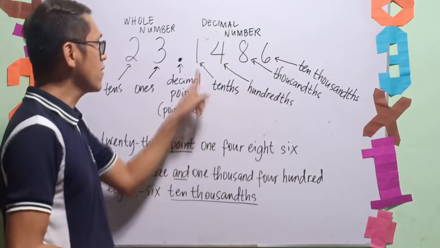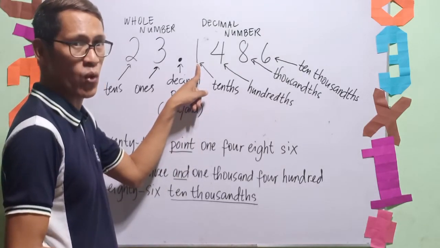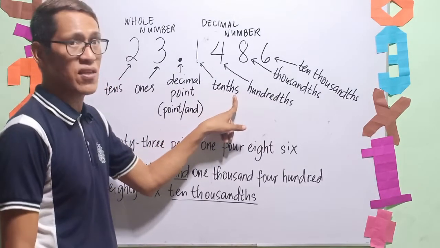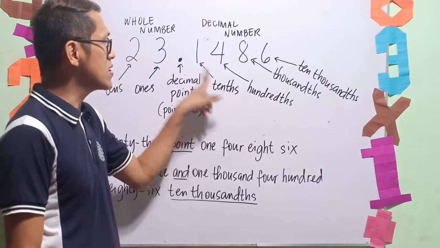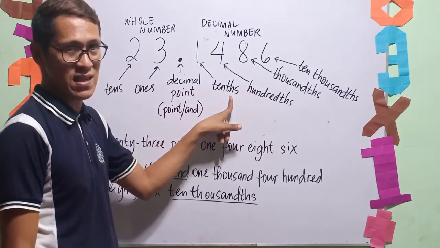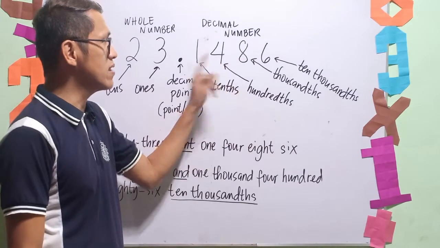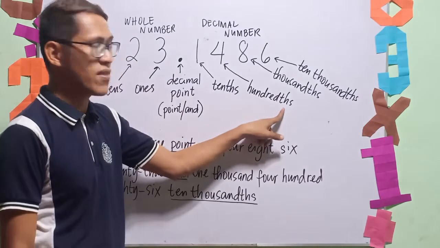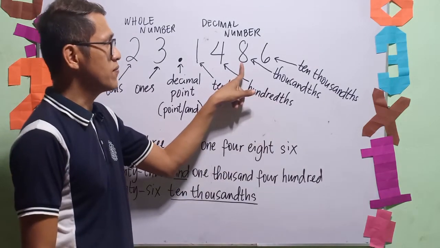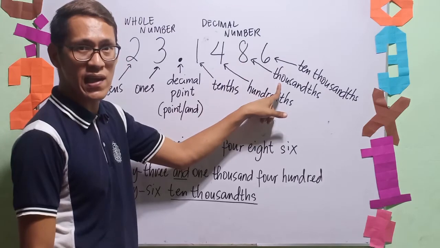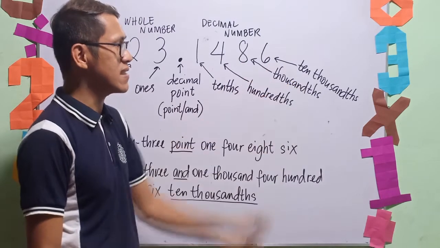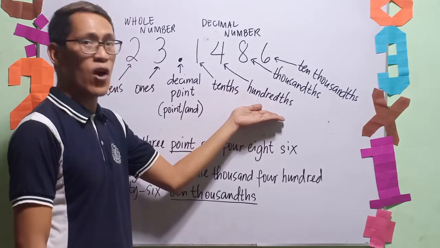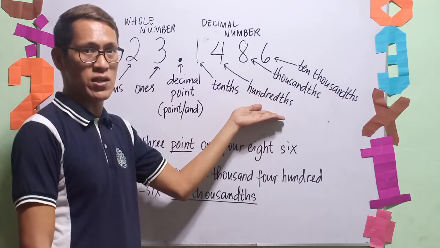The first digit here, which is the digit 1, is in the tenths place. For decimals, we usually use the TH's for the place value. So 1 is in the tenths place. That's the place value of 1. What about the digit 4? The digit 4 is in the hundredths place. Again, we use TH's for decimals. The digit 8 is in the thousandths place. And the digit 6 is in the ten-thousandths place. So these are the place values of each digit in a decimal number.